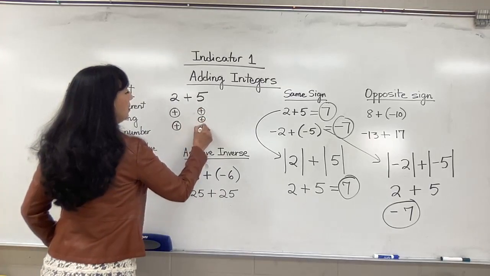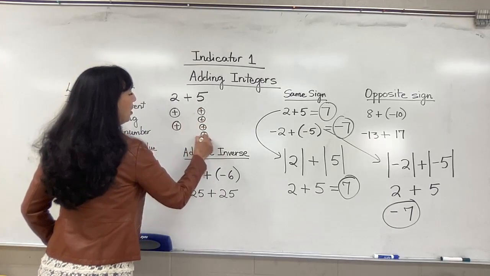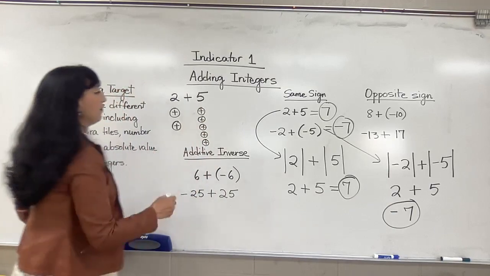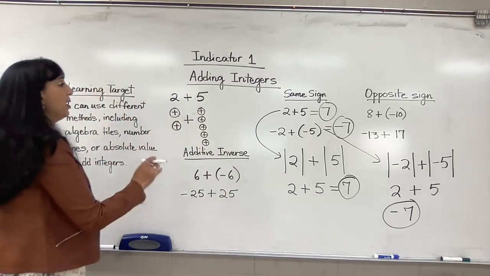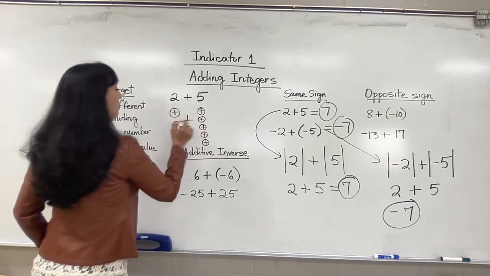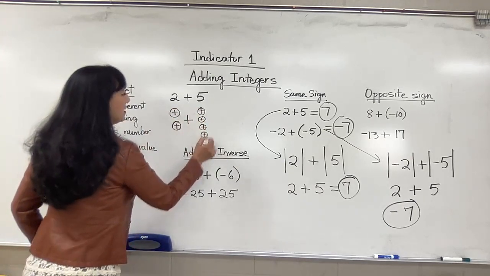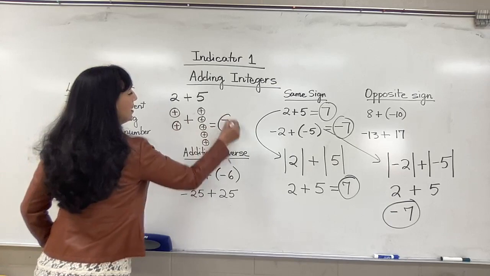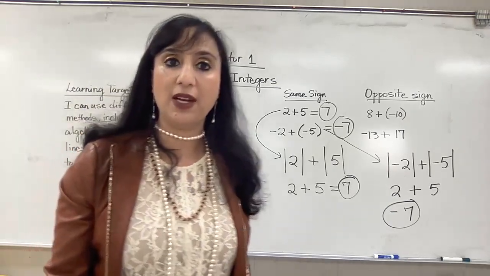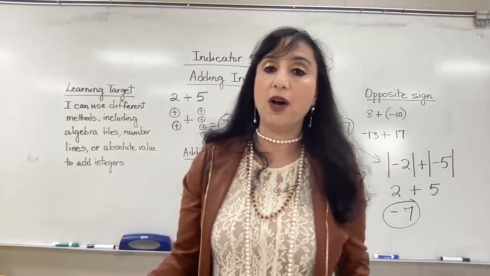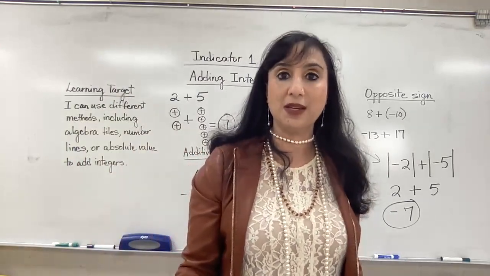1, 2, 3, 4, 5. So how many total do I have? Okay, 1, 2, 3, 1, 2, 3, 4, 5, 6, 7. So that is 7 positive integers. You can write positive 7 or just 7. If there's no sign in the front, it automatically means it's a positive integer.